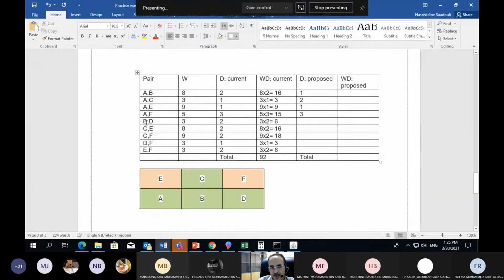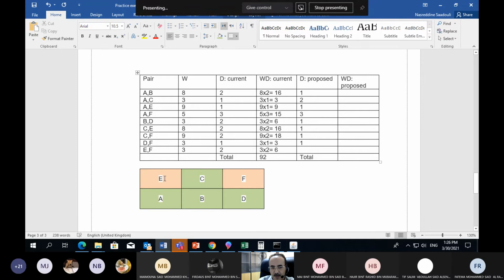Then B to D. 1. They're right next to each other, adjacent. It's only 1 trip, 1 movement. From C to E. This is C, this is E, so therefore 1, correct. C to F, also 1. D to F, also 1 as well.